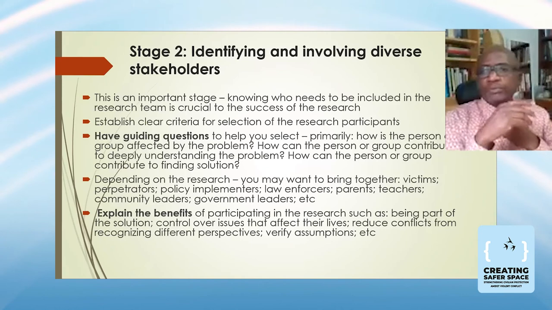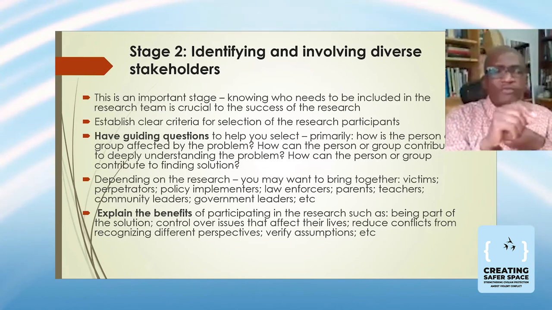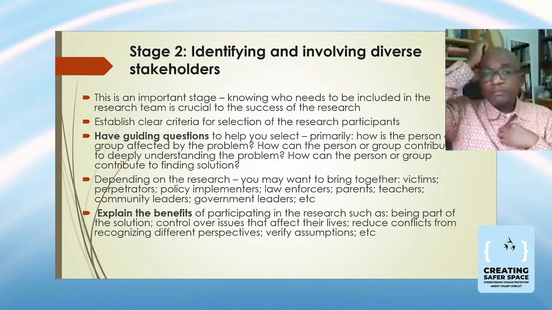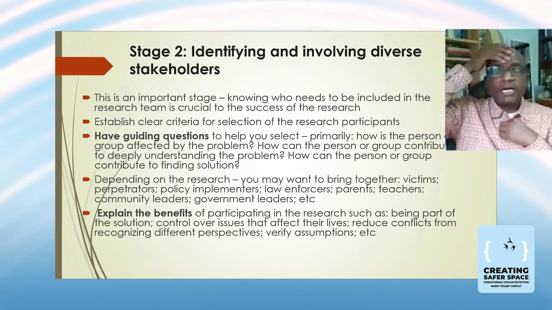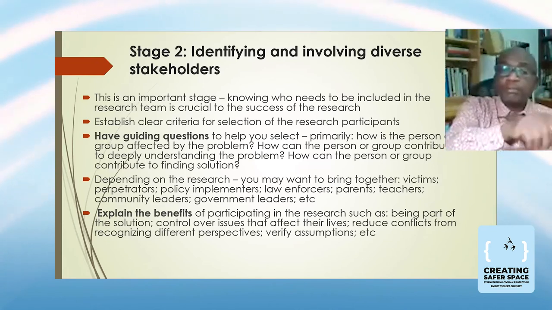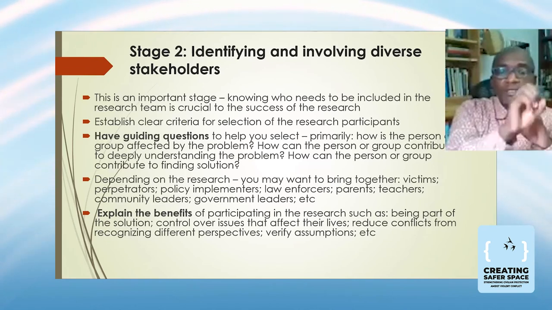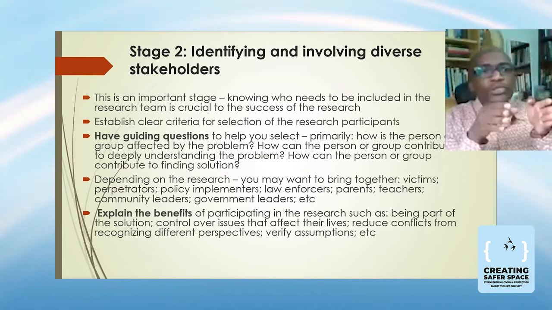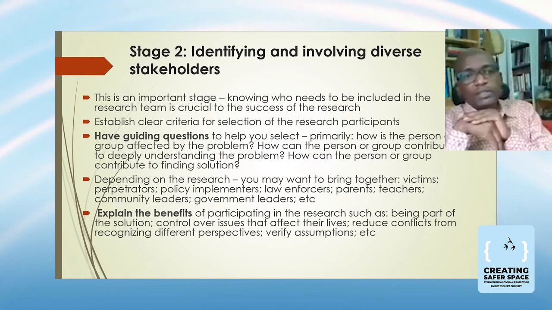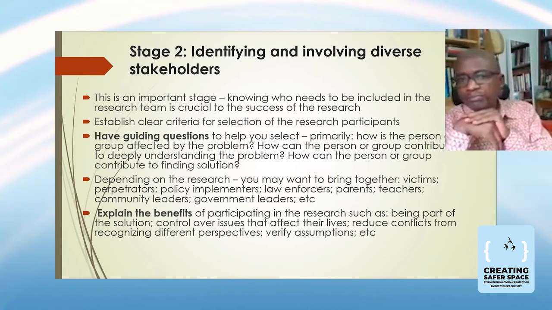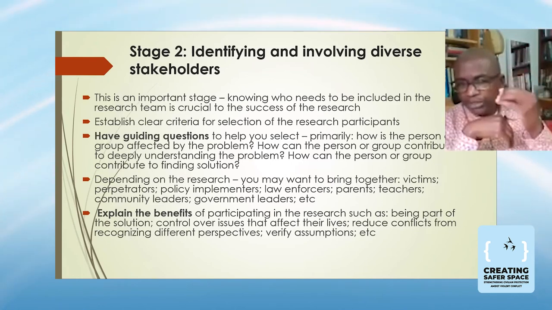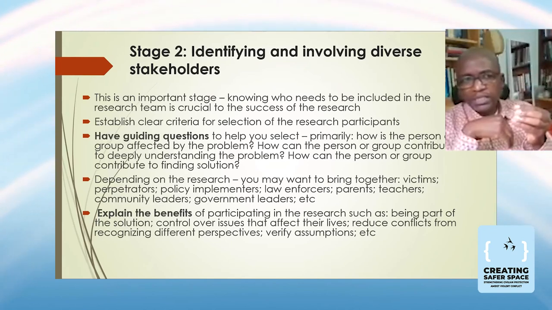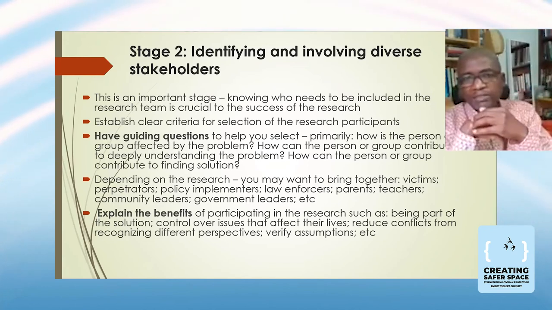For example, how is this particular person or group of people affected by the problem? If I'm clear how they're affected by the problem, then I'll probably be able to say, I'm going to include them in this process. How can the person or group contribute to deeply understanding the problem? Is this a person who, if brought into the process, can contribute to a much deeper understanding of the problem?